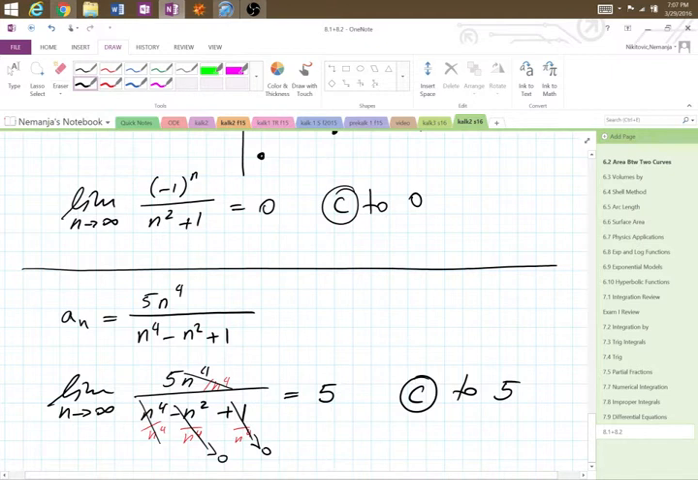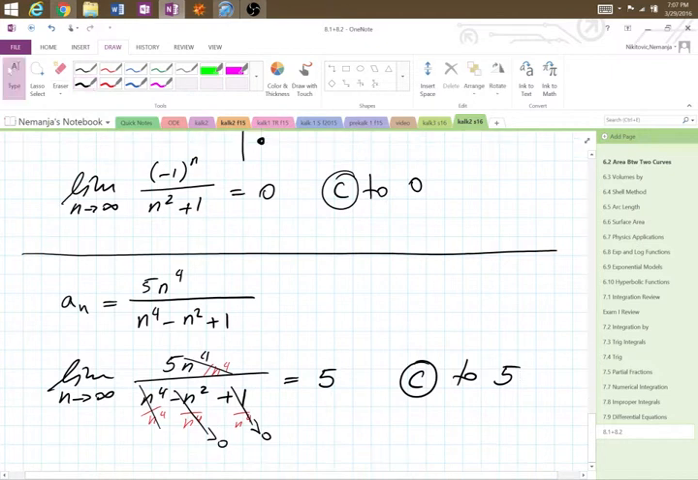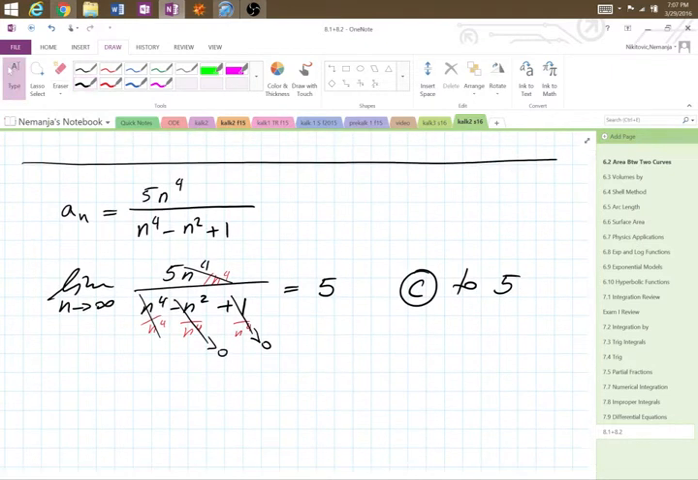Now you can always use L'Hopital's rule. You can use L'Hopital's rule if you want to, because you do have the infinity over infinity case, and you can take derivatives and you will get the same thing. Actually, yes, for polynomials. For the other ones, you have to look at the growth rate of functions. So that's for this one.